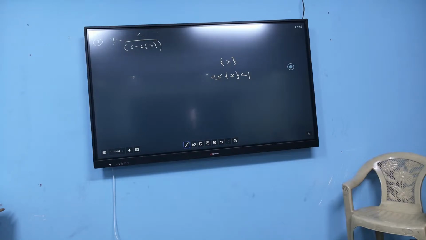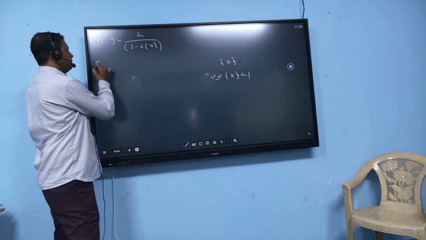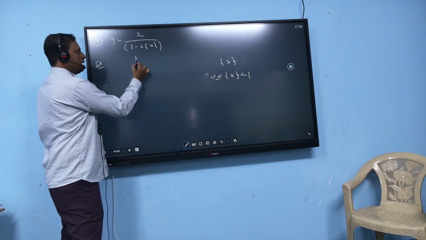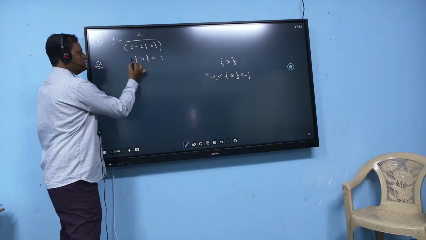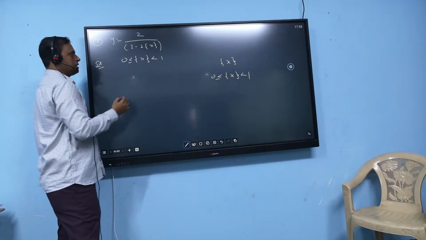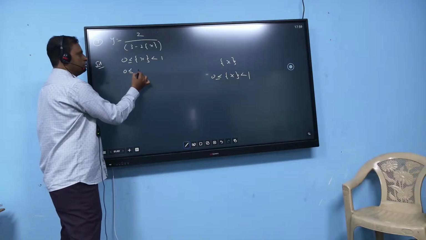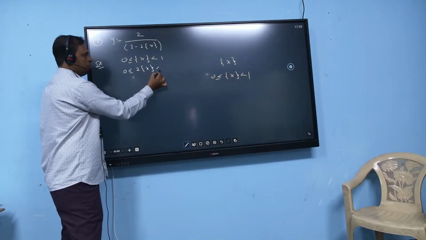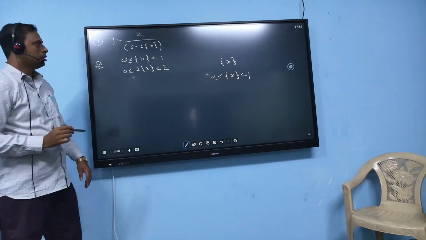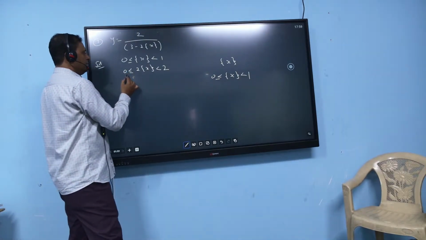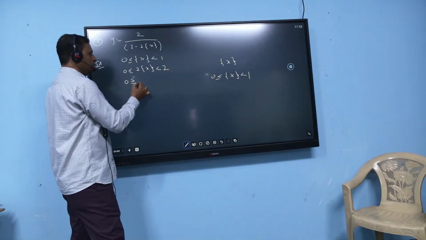Correct. Closed interval 2/3 comma... No, 2, open bracket. Okay, see here we'll check the solution. We know the fractional function range. Now next multiply by 2. If I multiply this will become 0 to less than 2. Correct. Now multiply by minus sign. Again if I multiply by minus sign, the inequality will change.